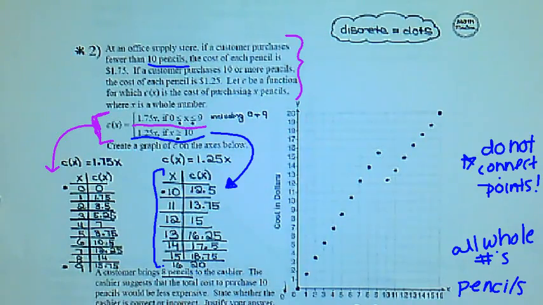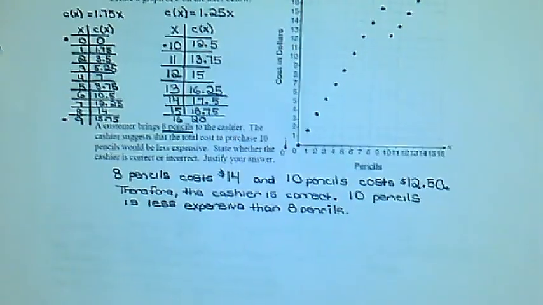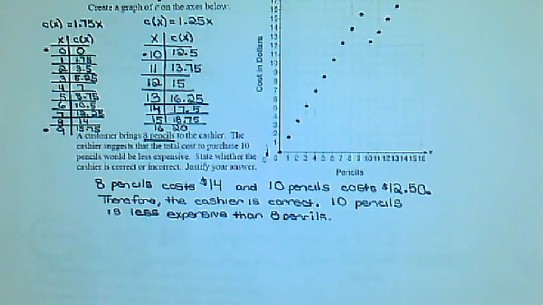All right, so then the next part you're going to do is you are going to answer the question. So you use your graph. Again, this really is not that hard of a question. The harder part is to get through all of the actual words of it and then just answer the question. So a customer brings 8 pencils to the cashier. The cashier suggests that the total cost to purchase 10 pencils will be less expensive. So state whether the cashier is incorrect. And we're going to justify our answer.